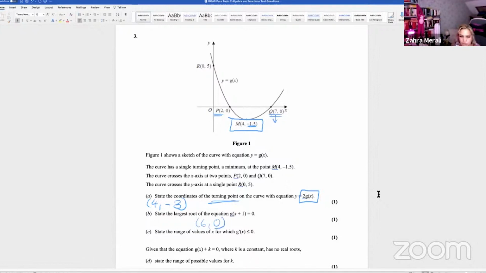State the range of x for which g dash x. So g dash x is just a fancy way of writing the differential. Now, what does the differential tell us? It tells us the gradient. So if I think about this curve, it's the gradient function. Everywhere we're going down the slope, if I was to draw a tangent, all of these would be negative tangents over here. And all of here would be positive tangents.